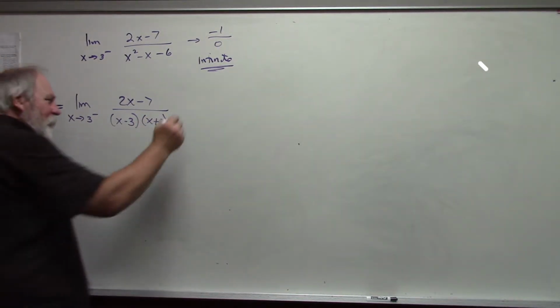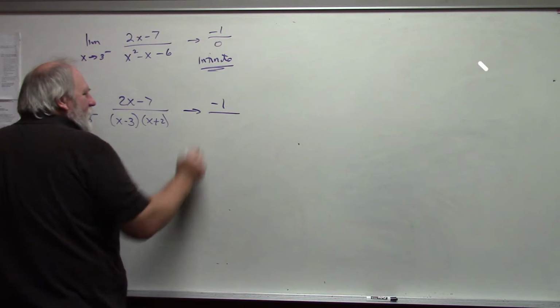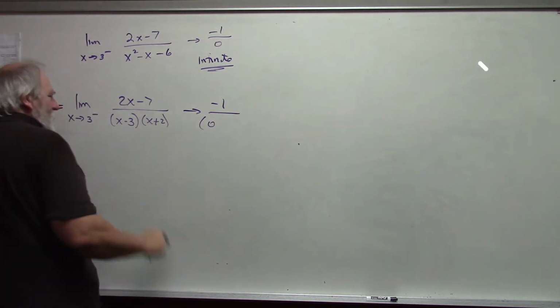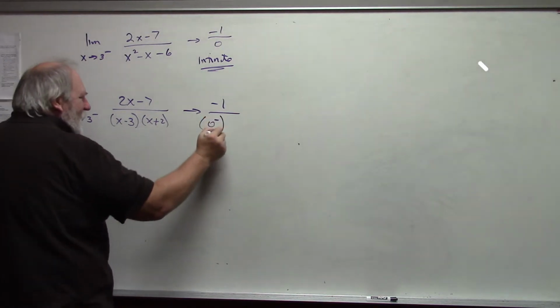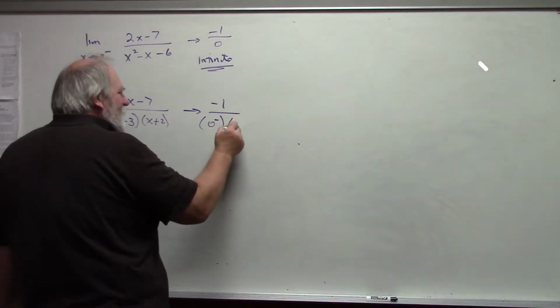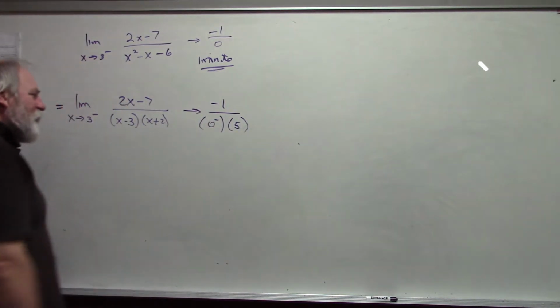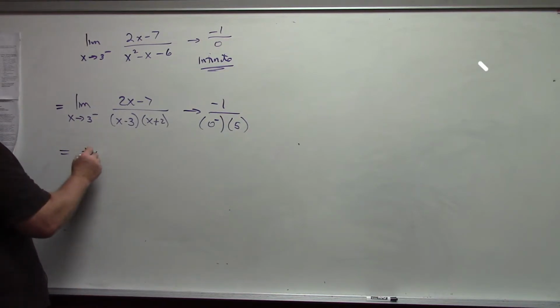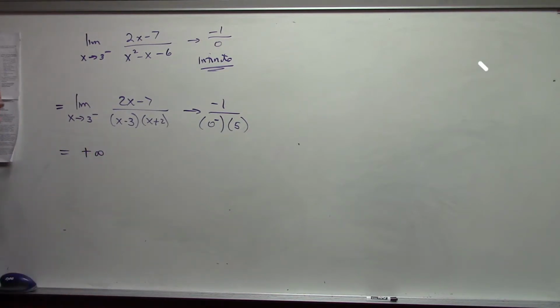Again, my numerator now is approaching -1. The first factor is approaching 0, but from the negative side, because x is less than 3. My second factor is approaching 5. Overall, I've got two negatives multiplied together, which means a positive infinity. And that would be how we would write this limit.